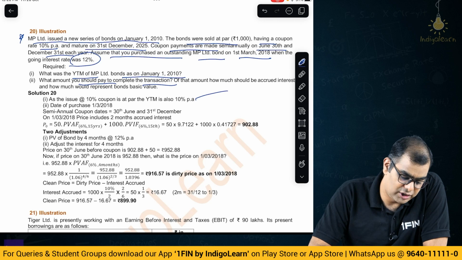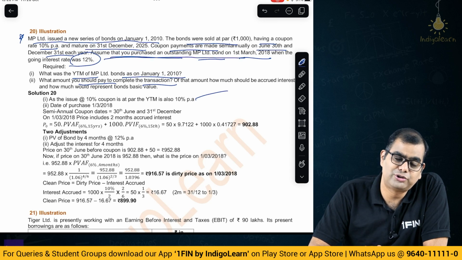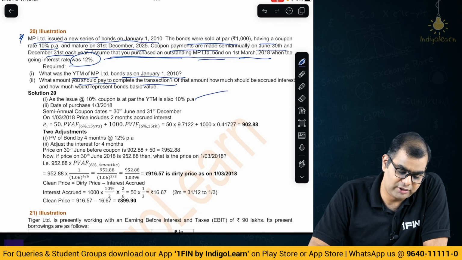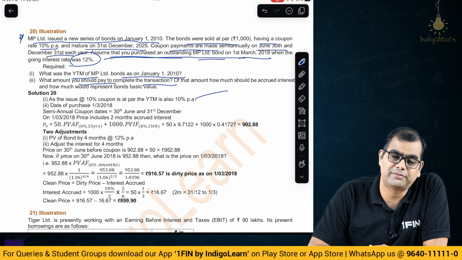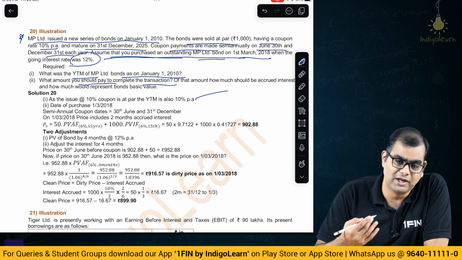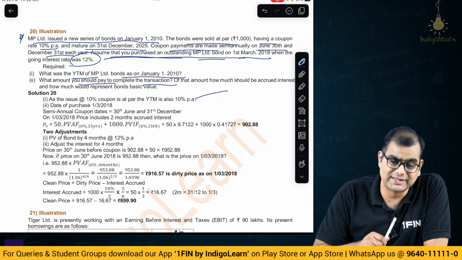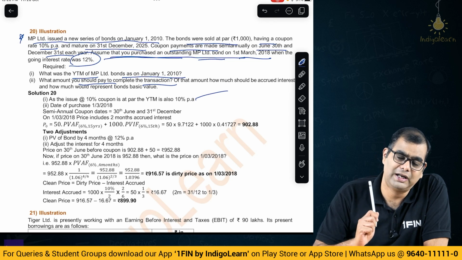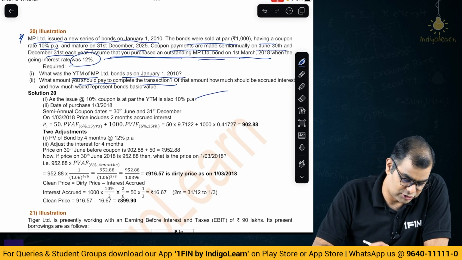What transaction is this? Assume you have purchased an outstanding bond on 1st March 2018. So, in March 2018 you are buying a bond and the going interest rate was 12%. So, you are going to buy it at 12% yield. But please note this is an in-between period transaction, in-between coupon periods. So, you have to account for the interest due also, interest accrued also.